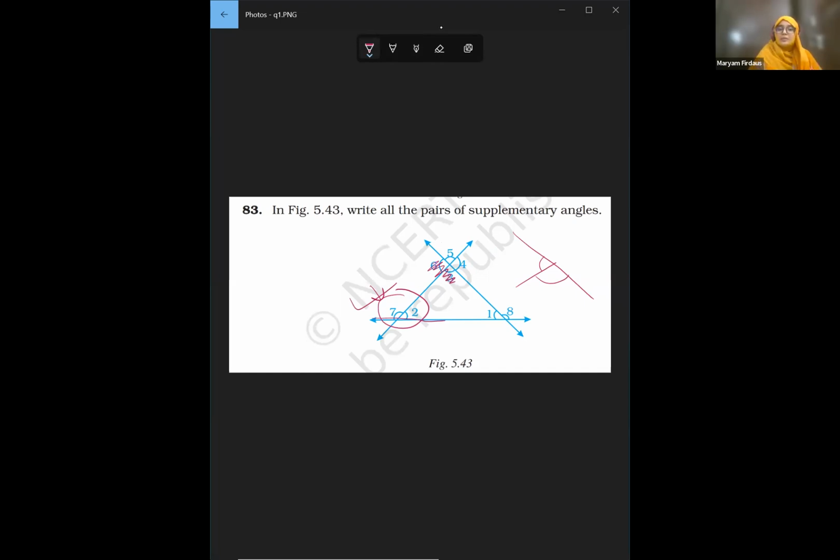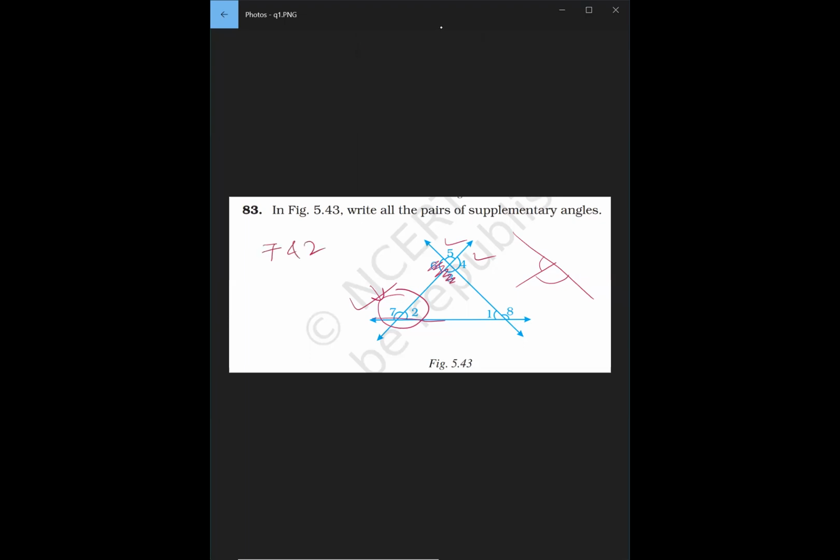Because see, the same reason why you said 7 and 2, the same reason why you said 1 and 8, because they are in a straight line. Yes, exactly. So 6 and 3 are also in a straight line. Yes, very good. So there are 4 pairs of supplementary angles. 7 and 2 are supplementary to each other. 1 and 8 are supplementary. 4 and 5 are supplementary, and 6 and 3 are supplementary. Got it? Okay.